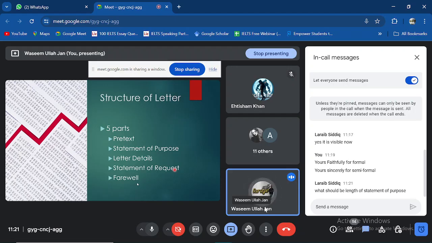The length of the statement of purpose should be a short paragraph or two sentences. I think 20 to 30 words or maximum 40 is enough. But don't go for 40, it will become too lengthy because that's a whole paragraph. 20 to 30 is a good length.